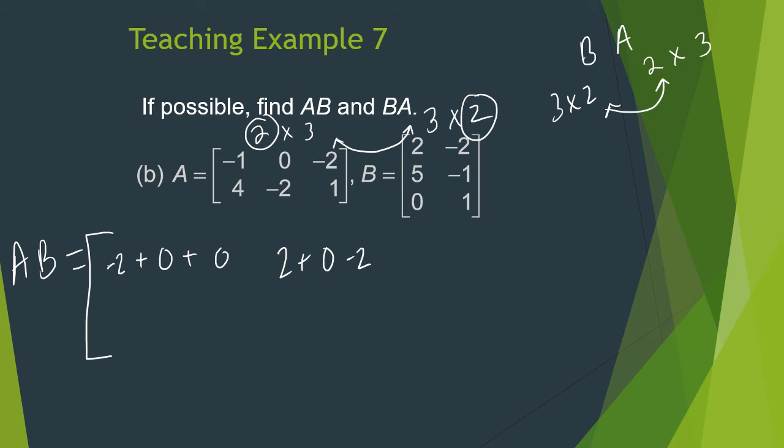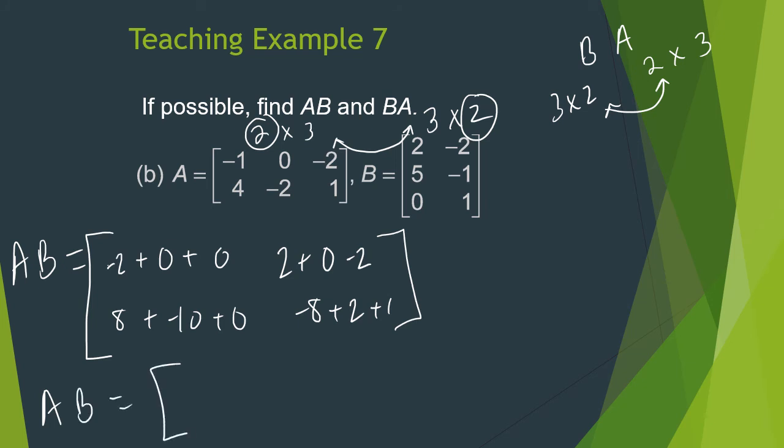Then my next element, 4 times 2 is 8. -2 times 5 is -10. 1 times 0 is 0. 4 times -2 is -8. -2 times -1 is +2. 1 times 1 is 1. I'm going to clean this bad boy up. And I have -2. I have 0. I have -2. And I have -5.